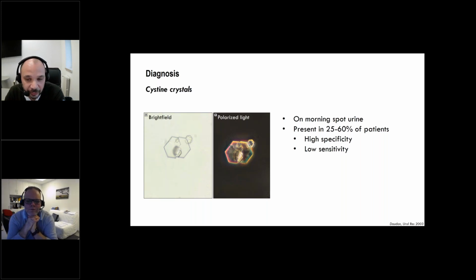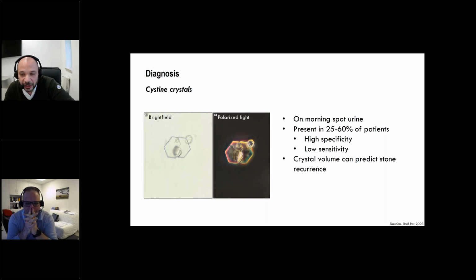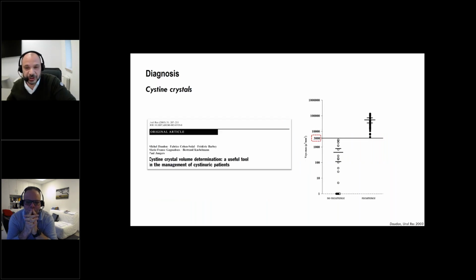So if we find them, the diagnosis is made, but it is low sensitivity. So we cannot rule out the presence of cystinuria because the patient doesn't have these crystals. These are also interesting because crystal volume can predict stone recurrence in patients with an already established diagnosis. And this has been shown again by Professor Dodon and his group, especially a crystal volume in excess of 3,000 micron is apparently very good at discriminating between those who will recur and those who will not recur.